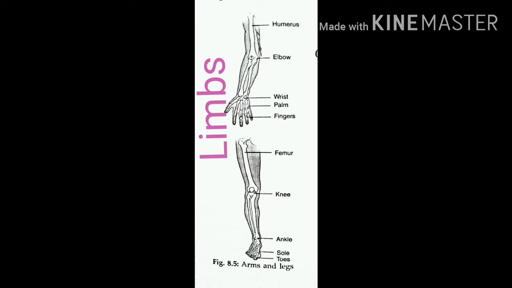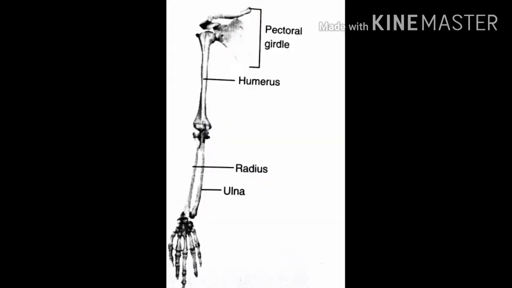Next one, the lower arm has two bones. The two bones are called radius and ulna. See that one. First one is the radius and the second bone, we call it the ulna.